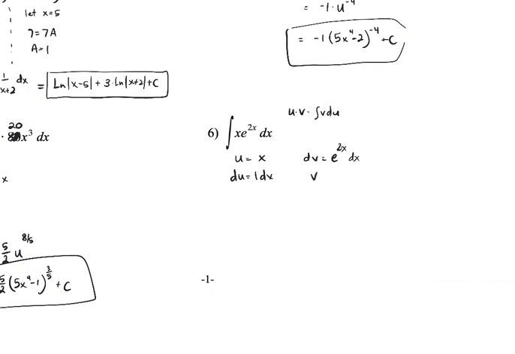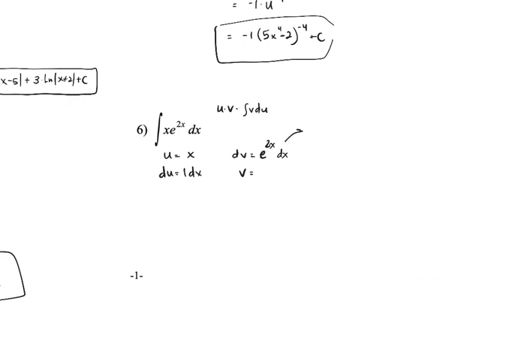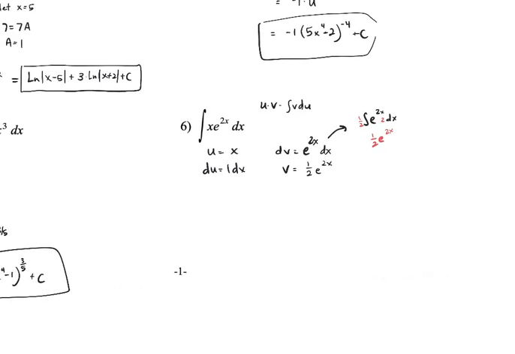So to find v, if we've assigned dv, I'm going to veer off here. What we need to solve is the antiderivative of e to the 2x dx. What we would be missing is a 2 here, which means we need a 1/2 there. So the antiderivative of e to the 2x is actually 1/2 e to the 2x. Okay, so now we have u and v, and du and dv, we use the formula.